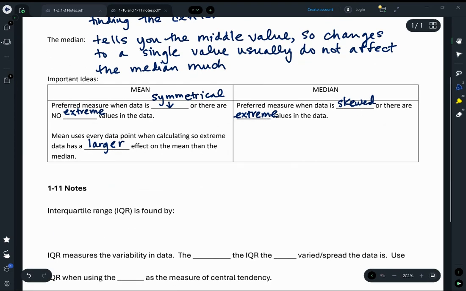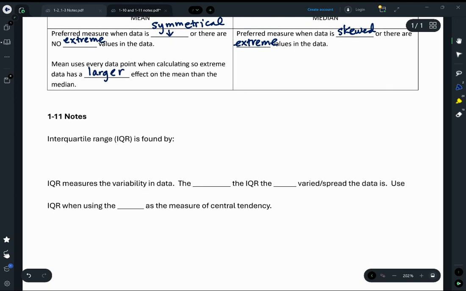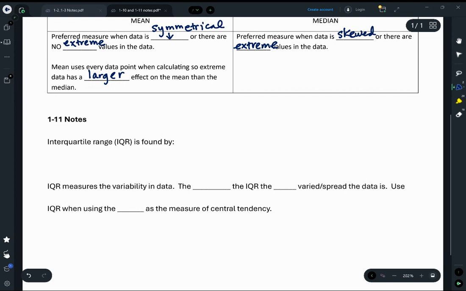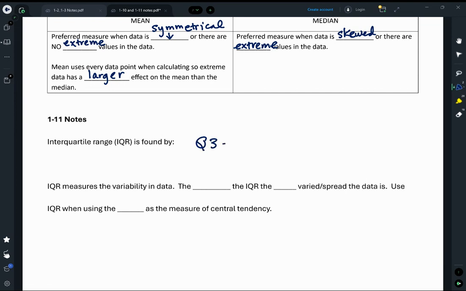And then moving on to 111. In 111, we're looking at interquartile range. So we find the interquartile range, or IQR, by taking Q3 and subtracting Q1 from it. So remember, this is our third quartile, and we're subtracting our first quartile, just to write that out in words if you've forgotten what they stand for.